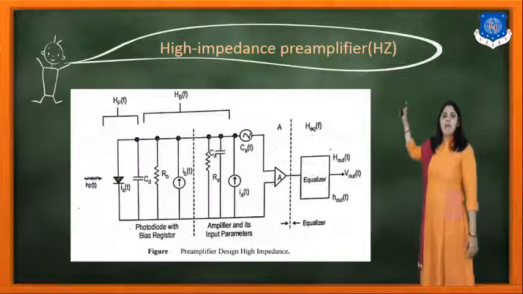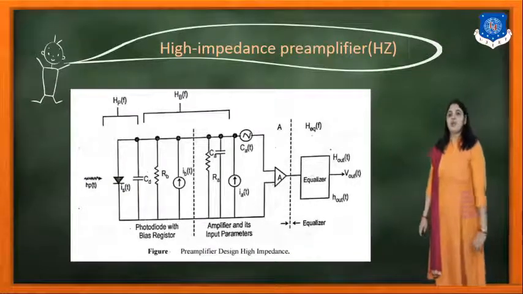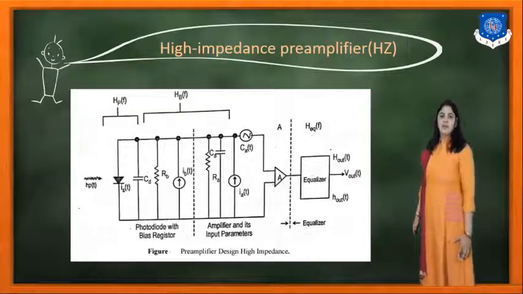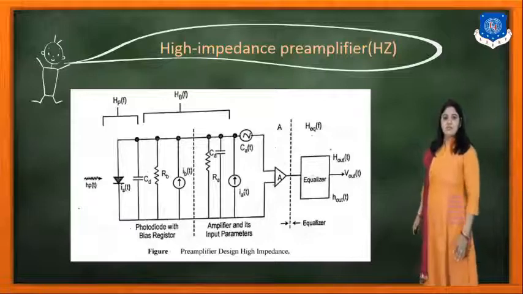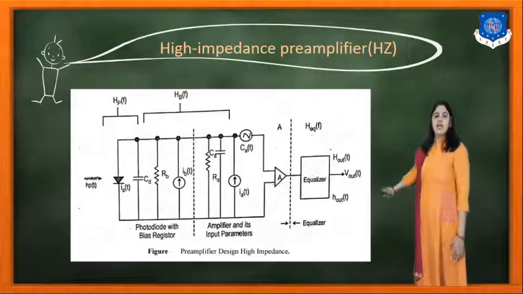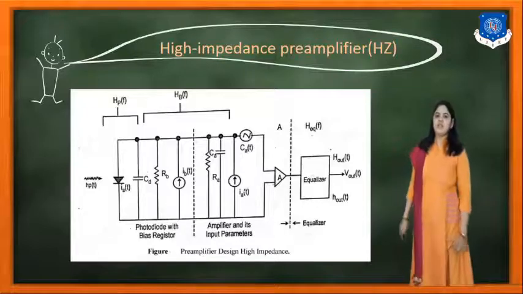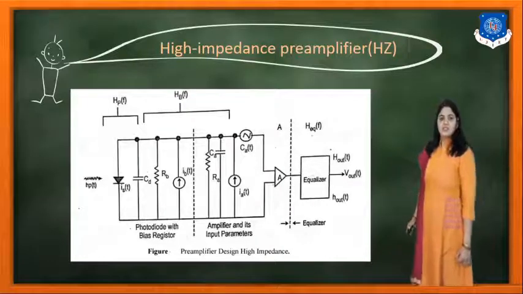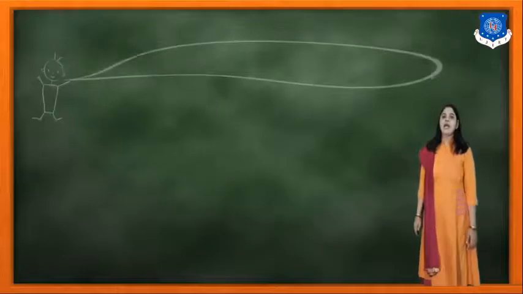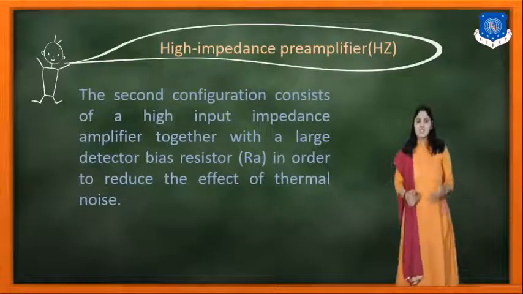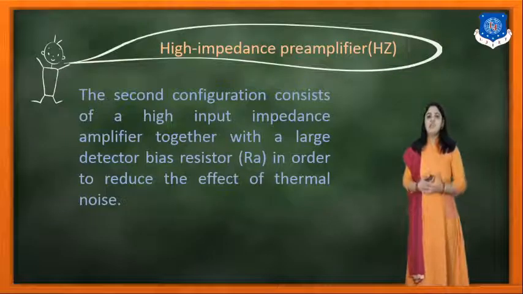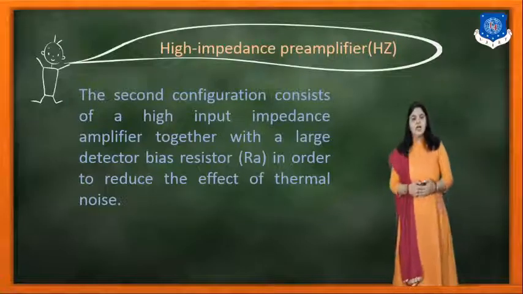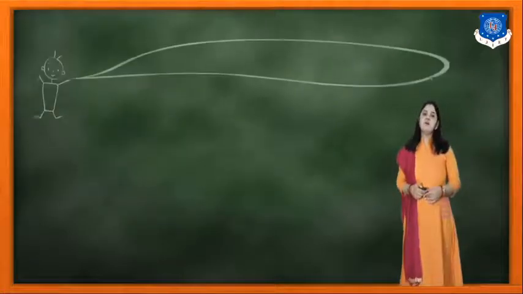Second is the high impedance preamplifier, which is denoted by HZ. Here you can see the high impedance preamplifier design, which consists of the photodiode with the bias resistor, the amplifier and its input parameter, and the last one, the equalizer. This configuration consists of a high input impedance amplifier together with a large detector bias resistor RA, in order to reduce the effect of the thermal noise.